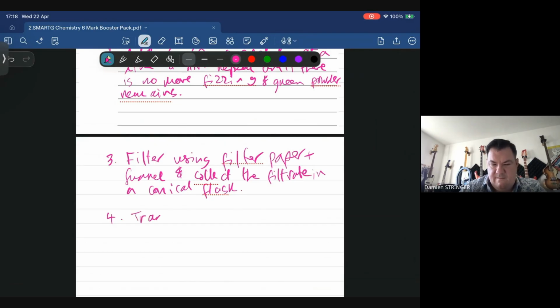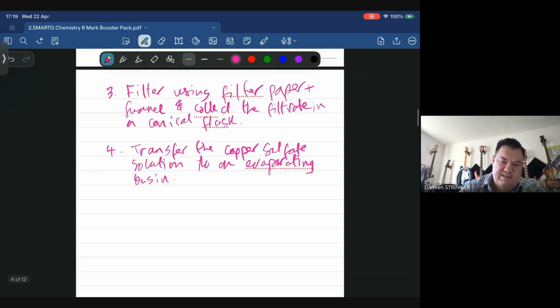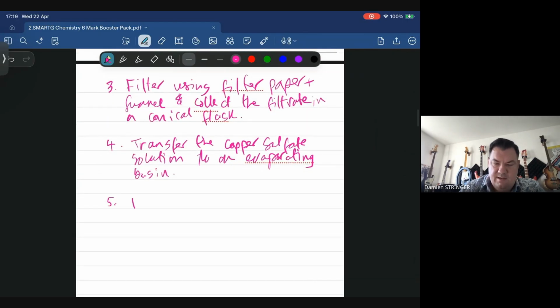Transfer the copper sulfate solution to an evaporating basin. And then we're going to heat it with the water bath. Heat on a water bath.